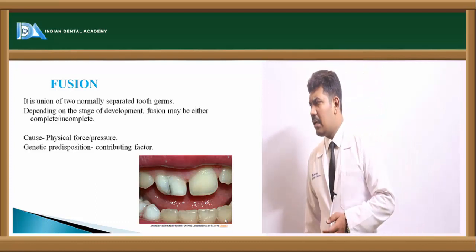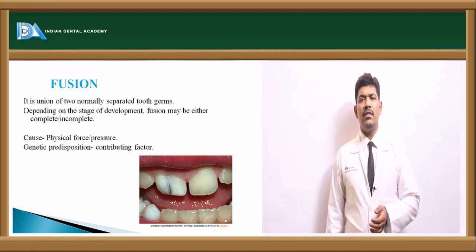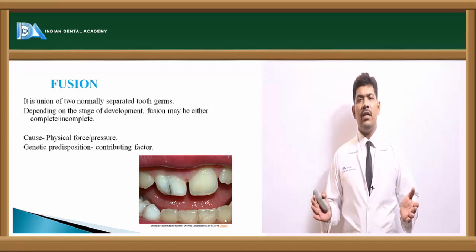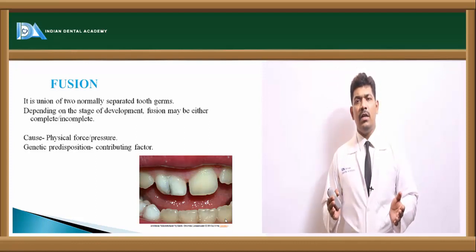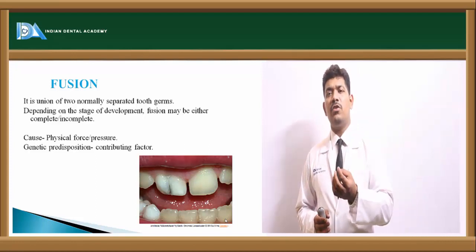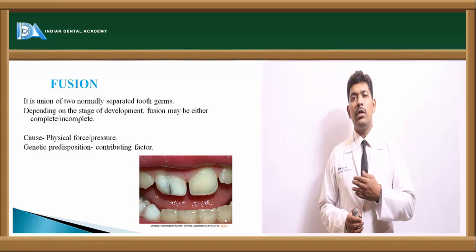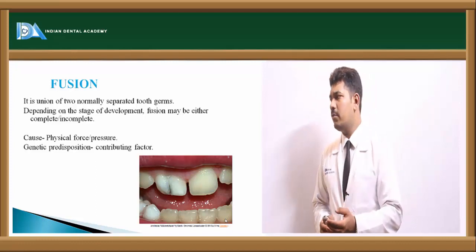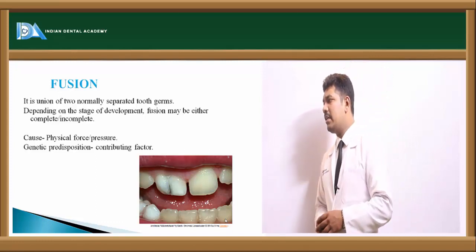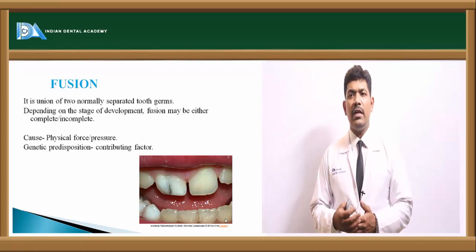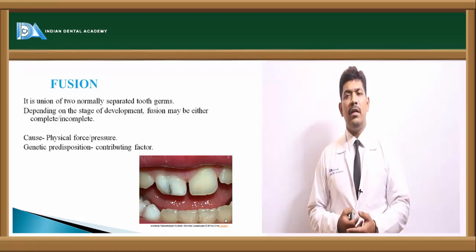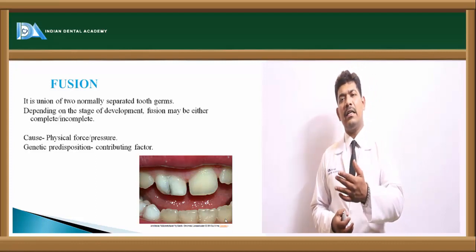Now similarly, we have something called fusion, which is just the opposite of gemination, wherein two different tooth germs, tooth buds, try to fuse together, giving rise to the appearance of a single tooth. It can be totally fused or partially fused. This is seen both in deciduous and in permanent teeth. The fusion may be complete or incomplete depending upon at which stage of tooth development the particular etiological factor has acted upon it.